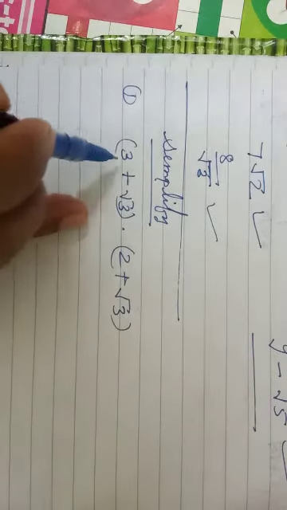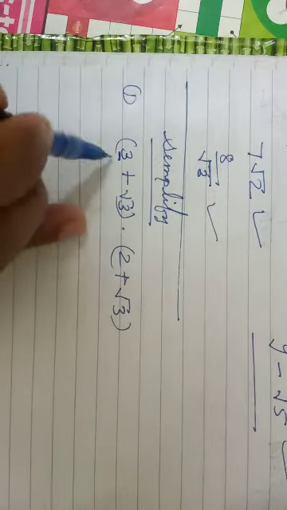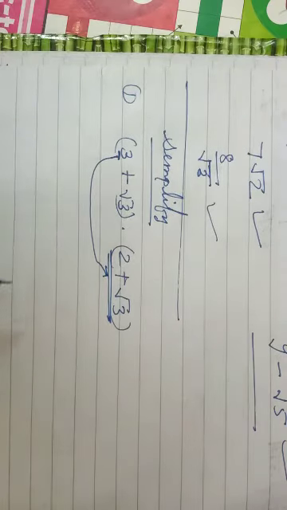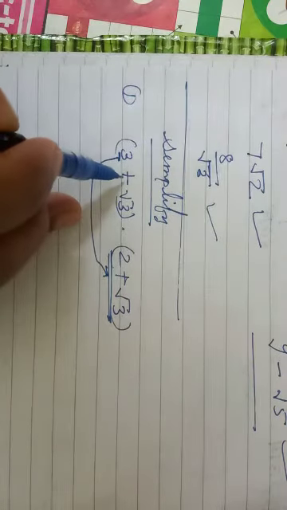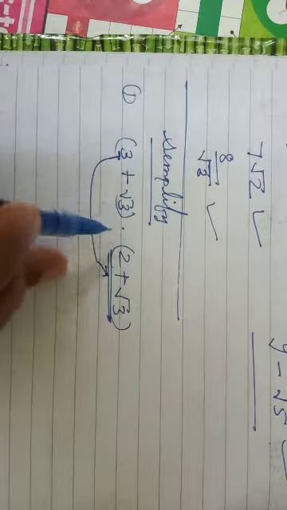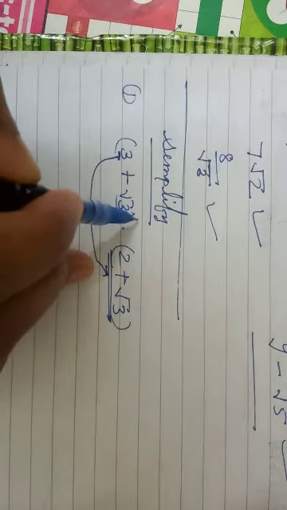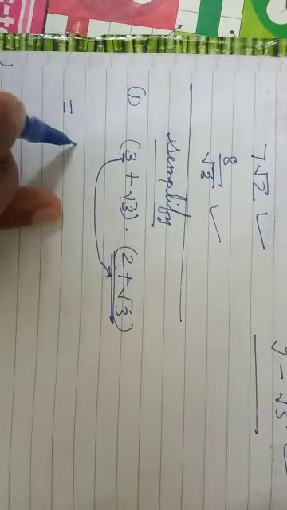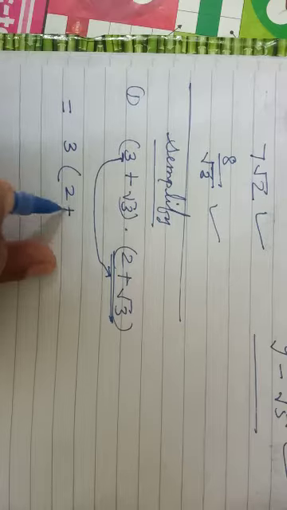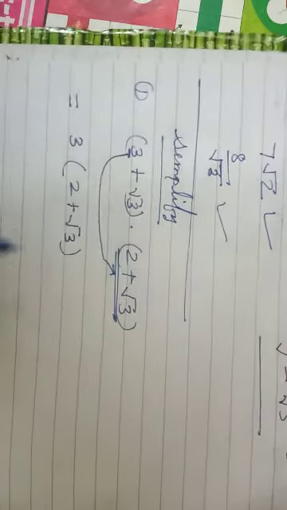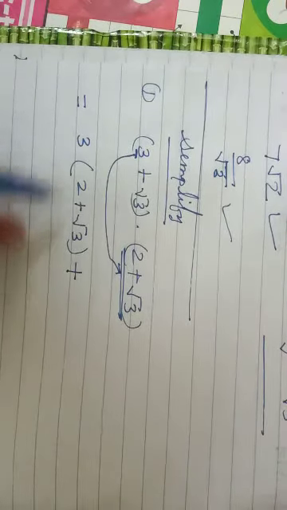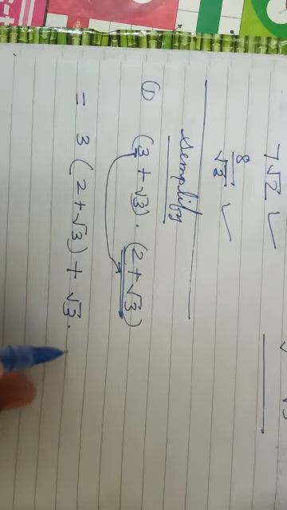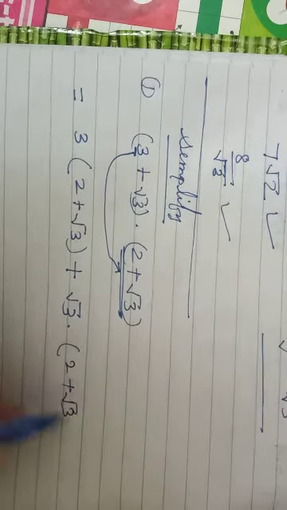We should multiply that 3 completely in this irrational number. After that, use the sign properly, and then we should multiply root 3 in the entire irrational number. So let me start. 3 into 2 plus root 3. If plus is there, we should write the plus. If minus is there, we should write minus here. Now root 3 into 2 plus root 3.